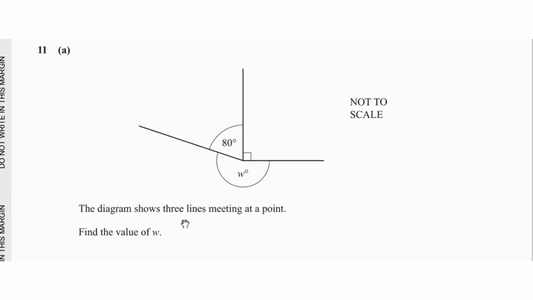Question 11 says the diagram shows 3 lines meeting at a point. Find the value of W. So angles at a point sum to 360, which means all of these add up to 360. So W plus 90 plus 80 equals 360. So now to find the value of W, we can subtract 90 and 80 from 360, and that gives us the value of 190 degrees.